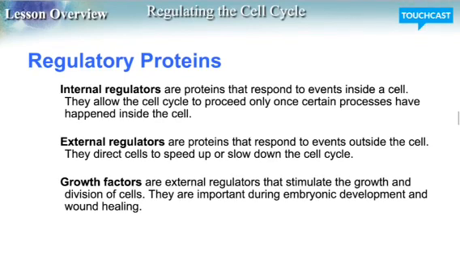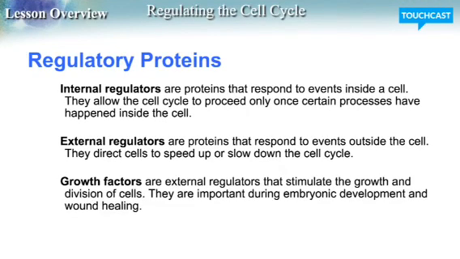Now, how do we regulate the protein? How do we regulate cell division? You have internal regulators. So basically, we have proteins which are inside the cell. Once the cell wants to divide, once you have grown all the organelles which are necessary for a new cell, these internal regulators or these proteins inside the cell will instruct the cell to start dividing.